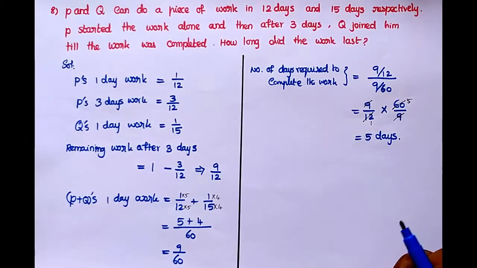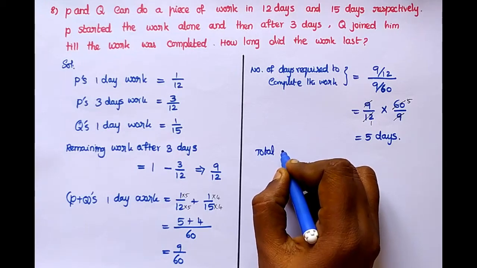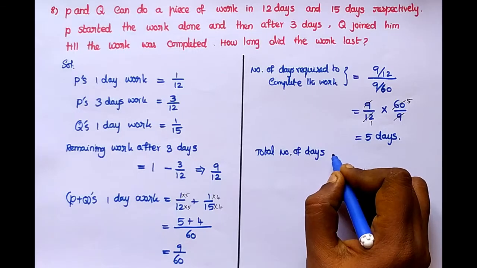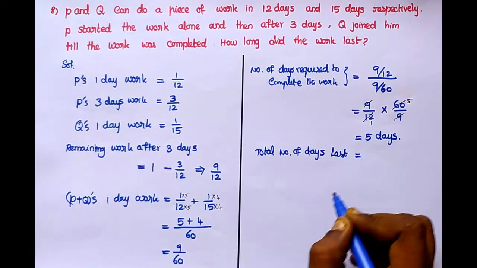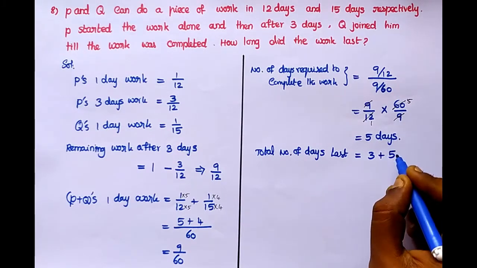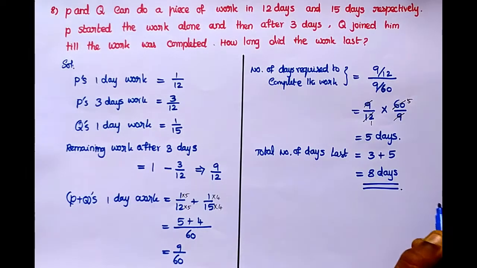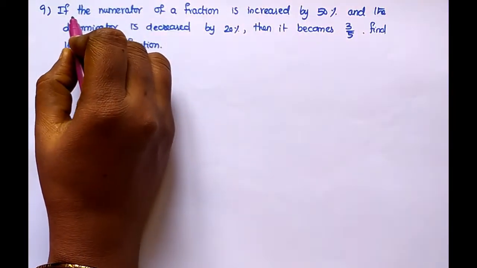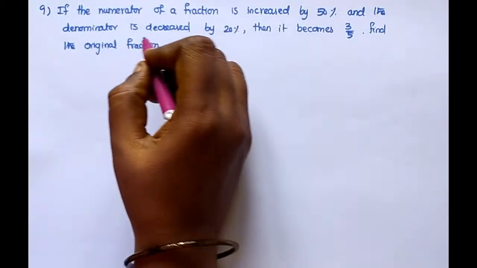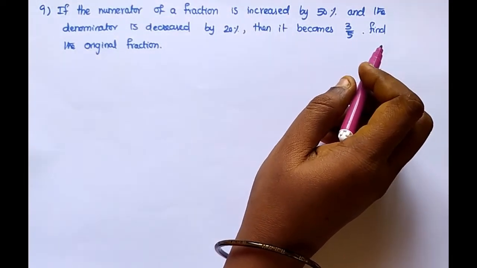5 days has been required. So total number of days at last is equal to, already 3 days worked and 5 days will be required. So totally 8 days. That is the answer. Ninth sum. If the numerator of a fraction is increased by 50% and the denominator is decreased by 20%, then it becomes 3 by 5. Find the original fraction.